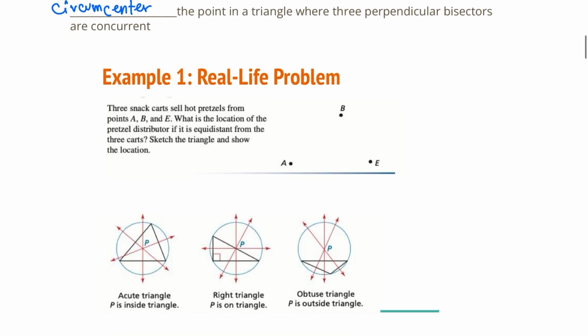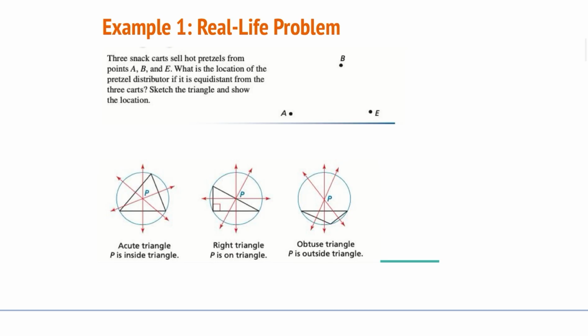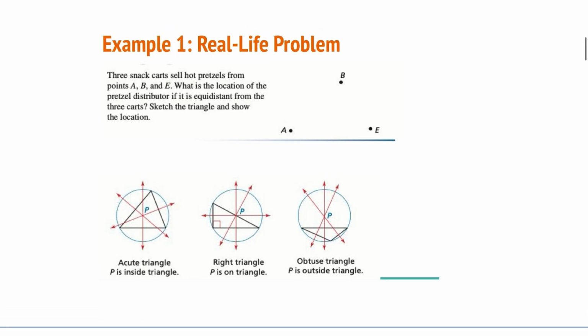All right, so let's have here an example one. For our example one, three snack carts sell hot pretzels from points A, B, and E. What is the location of the pretzel distributor if it is equidistant from the three carts? Sketch a triangle and show the location. So in this one, if we make a line on this one, which is equidistant, it will have a circumcenter here, or the point.